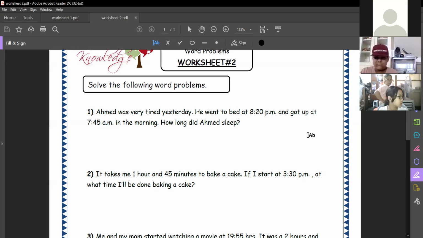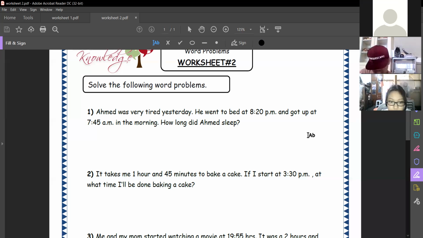Ahmed was very tired yesterday. He went to bed at 8:20 p.m. and got up at 7:45 in the morning. How long did Ahmed sleep? How long, Ethan? Look at your clock. You can even count by yourself.